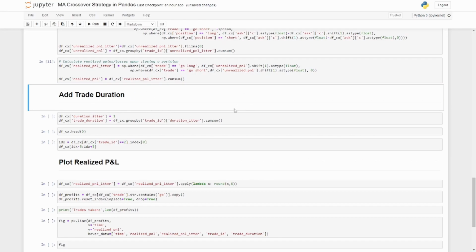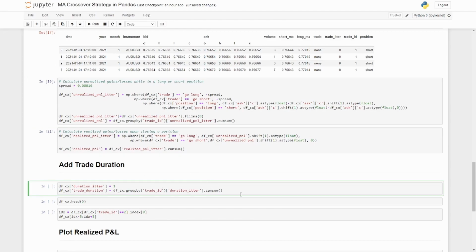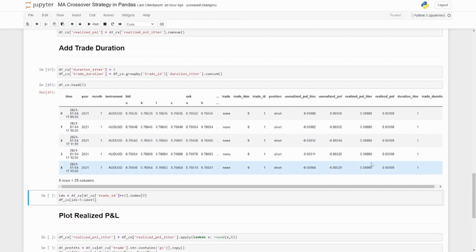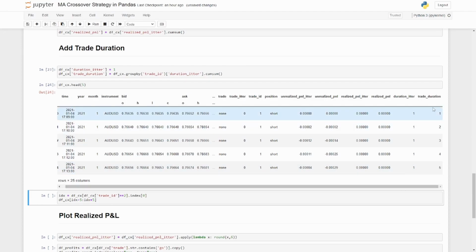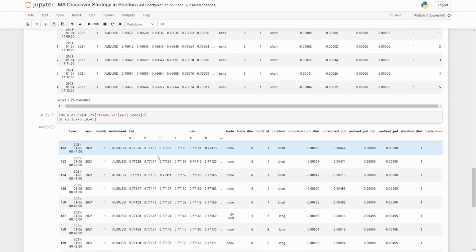So we have everything we need to be able to calculate: are we in a trade? What's the unrealized gain or loss of the trade? What is the realized gain or loss of the trade? Now we're just going to add a trade duration, and we're going to look at it again. This is going to be the duration iter, and over here we have the trade duration, and it's showing us how long we've been in the trade in terms of minutes. Great, let's move on.